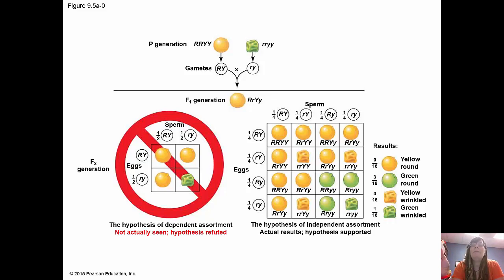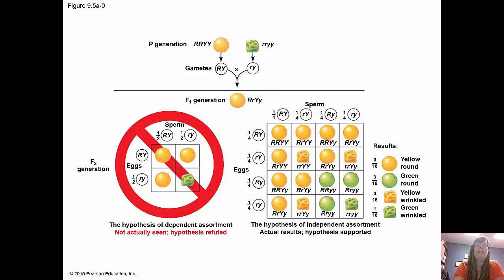So anytime you're asked if you have a heterozygous dihybrid cross, what are the phenotypic ratios? It is 9 to 3 to 3 to 1. And that's phenotypic, not genotypic. Genotypic, it's a lot uglier and you'll figure it out on your assessment. But phenotypic, it's 9 to 3 to 3 to 1.